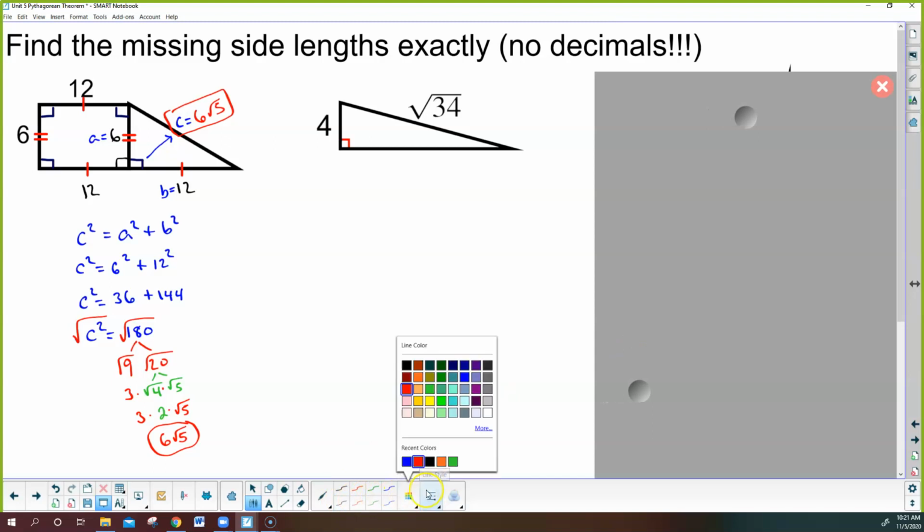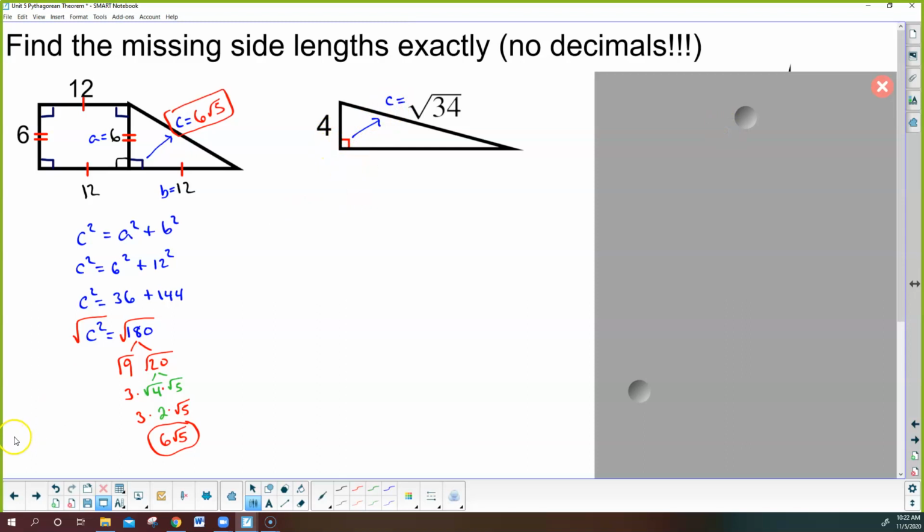All right, so what happens if it looks a little bit different? What happens if one of my side lengths already has a square root in it, and I need to use that to find other missing sides? Well, in this case, we know the hypotenuse. That's the longest side across from the 90-degree angle. And I know another side. It doesn't matter if I call it a or b. But if I call one of the legs a, then the missing side is b.